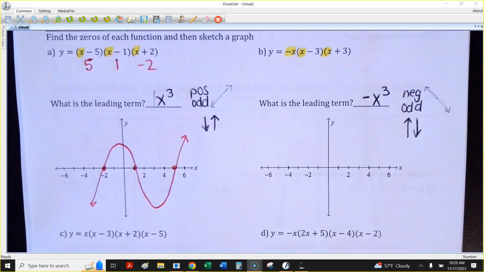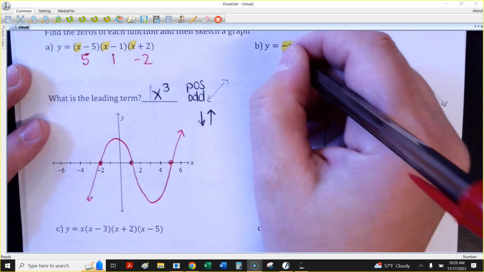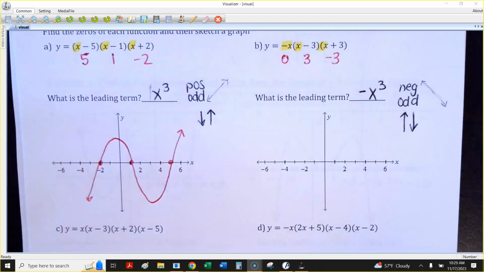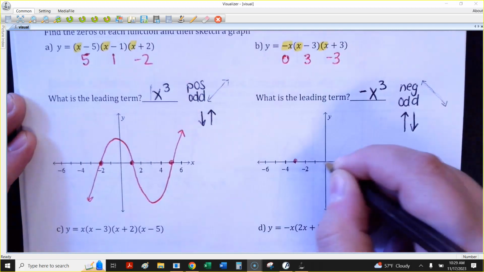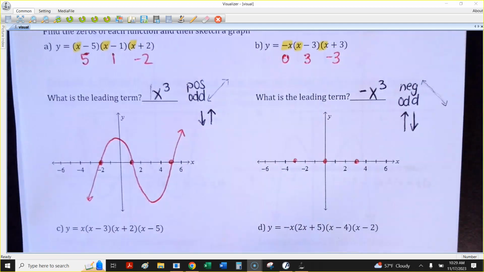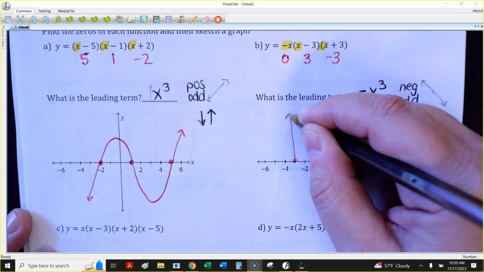So what would my zeros be for this example? 0, negative 3, and positive 3. So I'm just going to put those 3 guys on the x-axis: 1 at negative 3, 1 at 0, 1 at 3. Use your end behavior to help you. So on the far left, it should go up on that side of the graph towards positive infinity. So that side goes up.